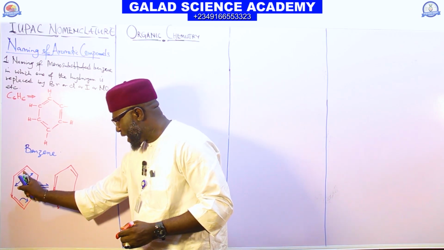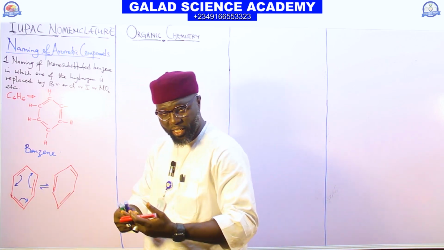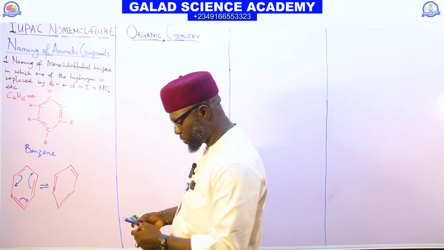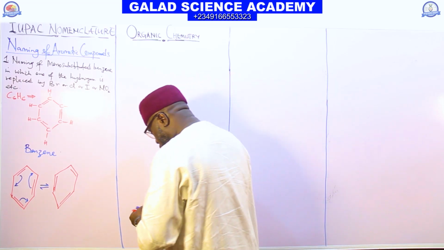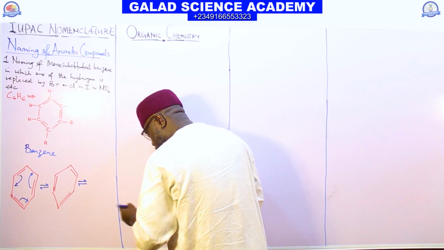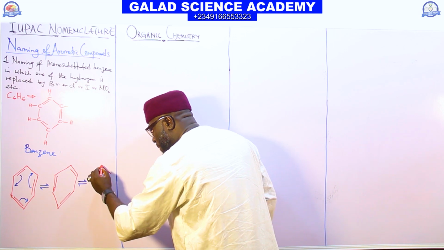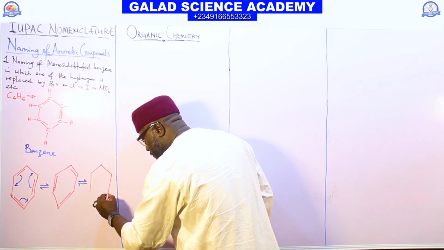The bond can be here, can be here. So the bond is not stable, it's moving. It's the delocalized pi electron. As a result of that, we can also draw the benzene in this form.